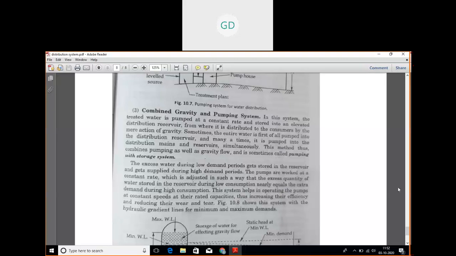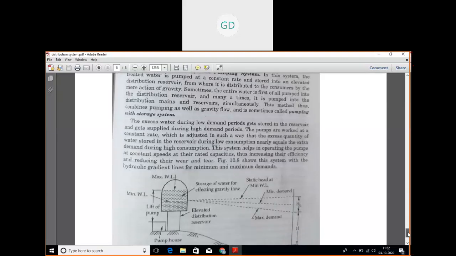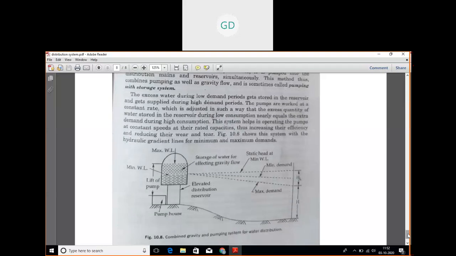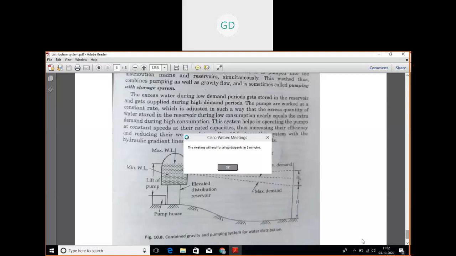Basically, in places where there are low demand periods, there is water only for certain periods of a year. So in those places, the water is first pumped. This is a pump house, you can see.